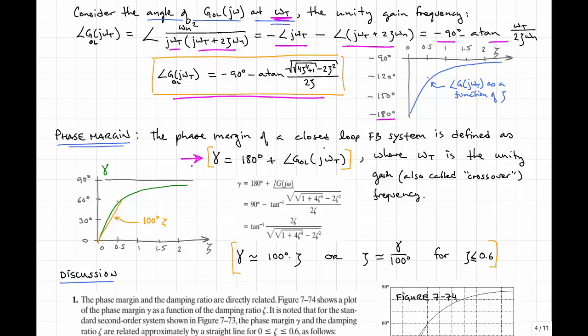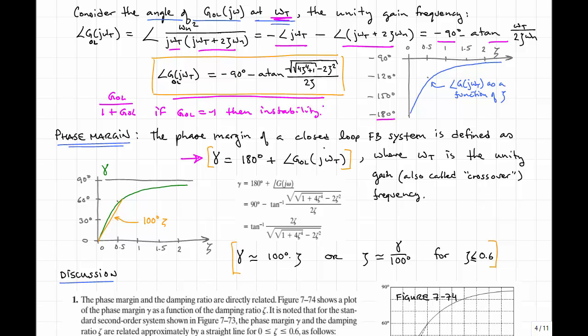Now recall that our closed loop system is GOL over 1 plus GOL. If GOL equals -1, then we have instability because the denominator goes to 0. So the -1 of our open loop transfer function is characterized by a magnitude of 1 and by a phase of -180 degrees.